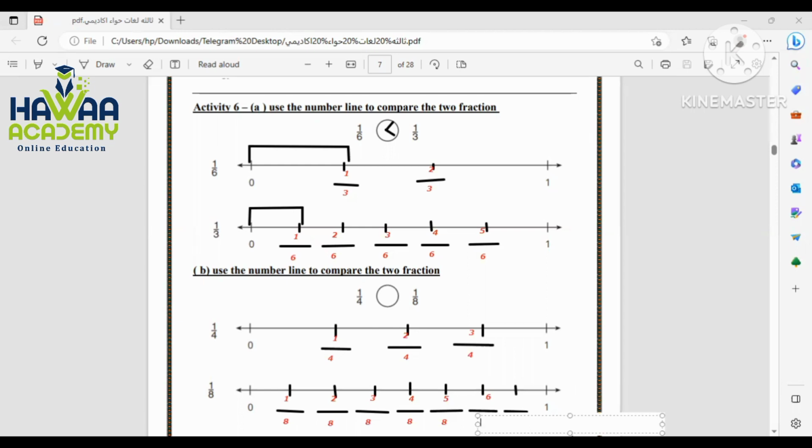You can write just 1 over 4 and 1 over 8 and compare between them, and that's it. Okay, let's compare between 1 over 4, the distance between 0 and 1 over 4, and the distance between 0 and 1 over 8. Yes, 1 over 4 is greater than 1 over 8.